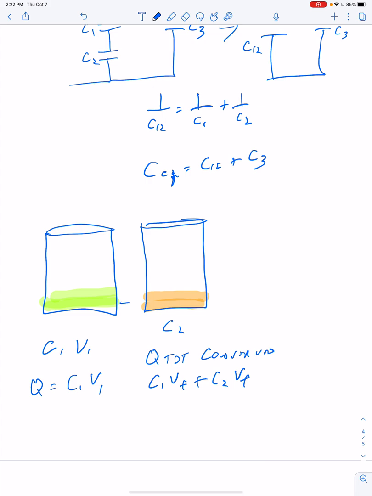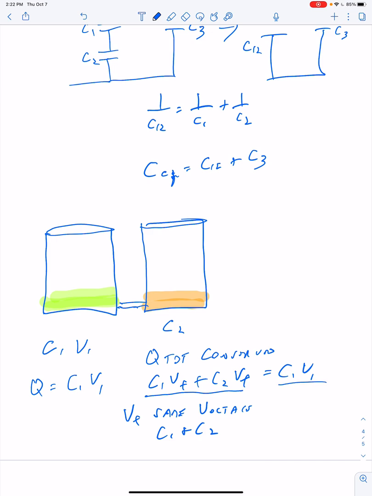If we've connected these together, let's say I've got some valve in here, I've connected these with a pipe, we know that they're going to be at the same voltage. So we know our final voltage is going to be the same for both capacitors. You think of the water rising to the same level. The total charge is conserved, so the total charge in both capacitors together is going to be equal to the charge that we had at the beginning in just the one capacitor. And that's the way you solve those types of problems.